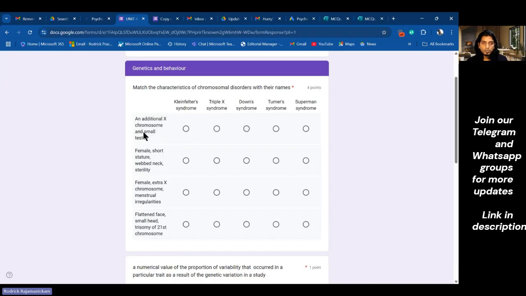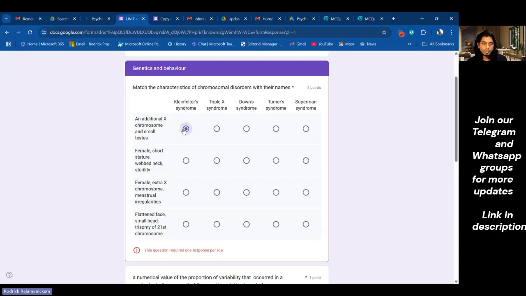Additional X chromosome and small testes. So obviously it's a male. So it is not triple X syndrome. Down syndrome is about autosomal chromosome abnormality. Turner syndrome is also sexual, but it's most likely to be Klinefelter's, where a male is there and they have an extra X chromosome. A female with short stature, webbed neck, and sterility is Turner syndrome. So Turner syndrome is one of those syndromes where they may require hormonal replacement therapy also, or they are sterile.